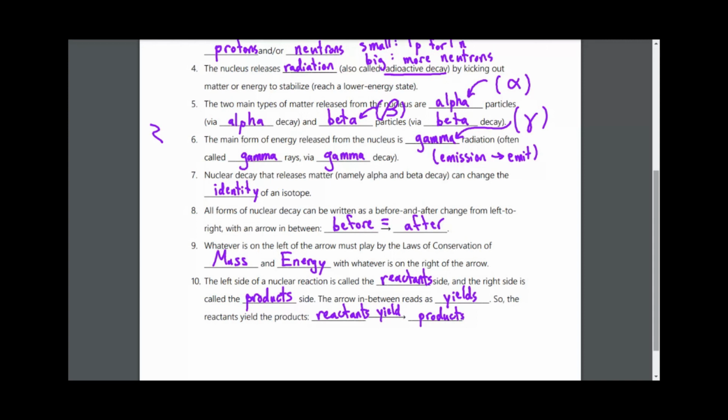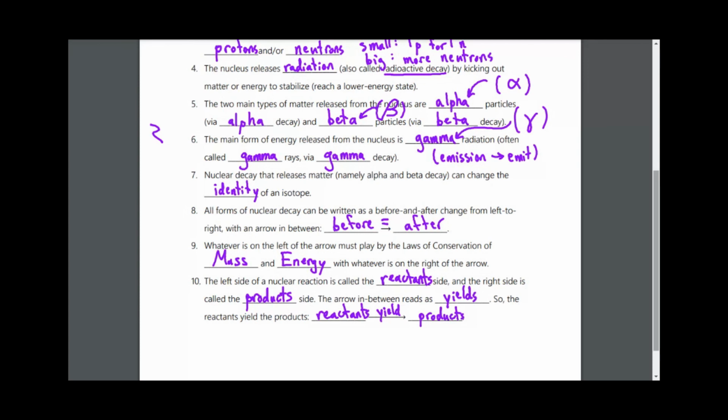So we might end up with something totally different. Whether or not we're doing alpha decay or beta decay or gamma decay, all forms of nuclear change, nuclear reactions, can be written as a before and after from left to right. We use an arrow in between the left side and the right side to show that we are going through a change. So we start with something on the left, that's our before. The arrow means we're changing into something, and the after is what we're left with. It's the result. You can think of the arrow as an equal sign.